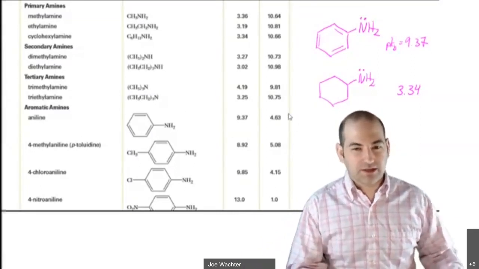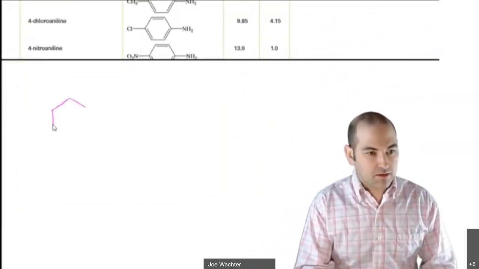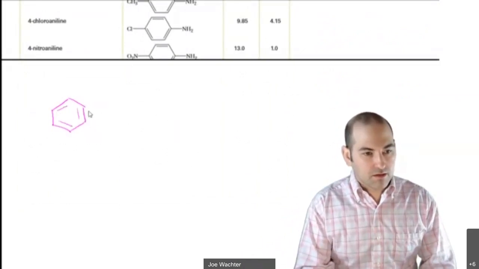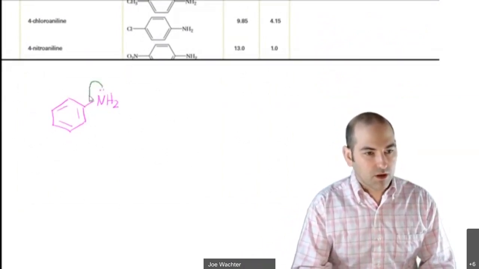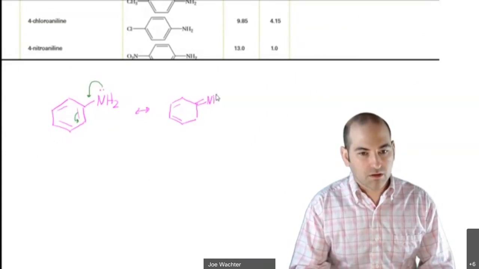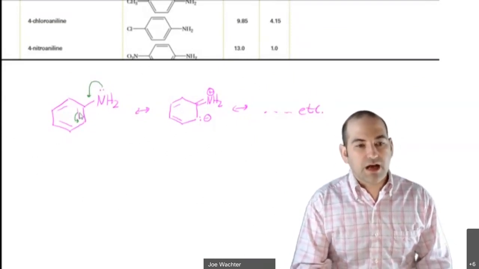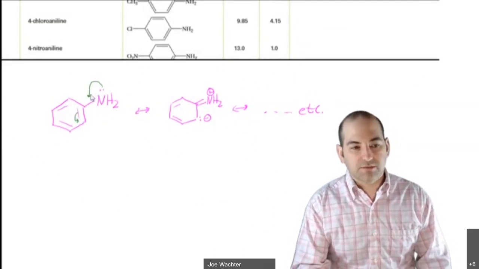The answer is resonance. So let's take a look at that. In aniline, we can draw these resonance forms like we did before. We actually drew these, I think, back in the last chapter. And we can kind of pass that around the ring. So what that means is that lone pair is really kind of a part of this pi system. It's in resonance with all the rest of this stuff.